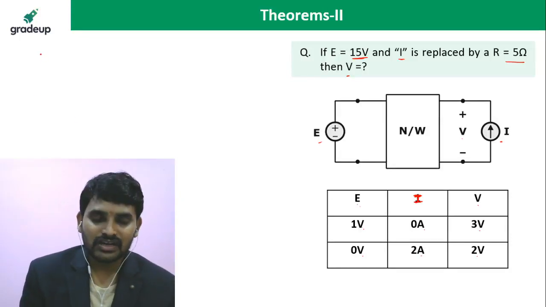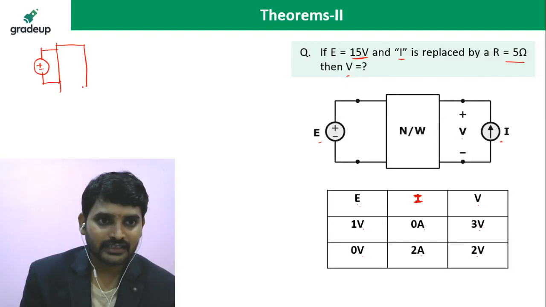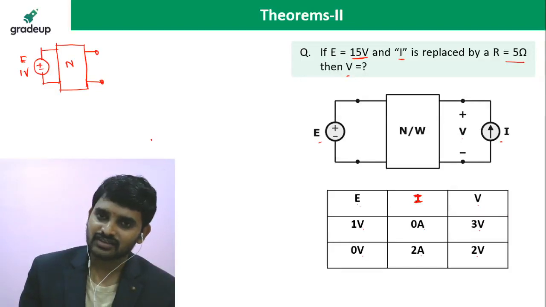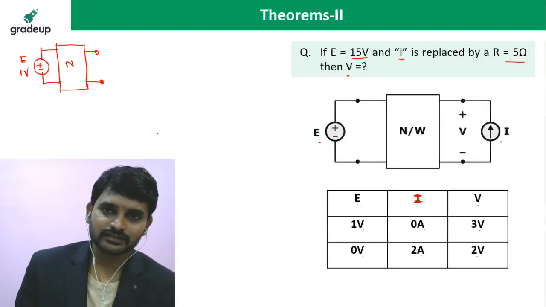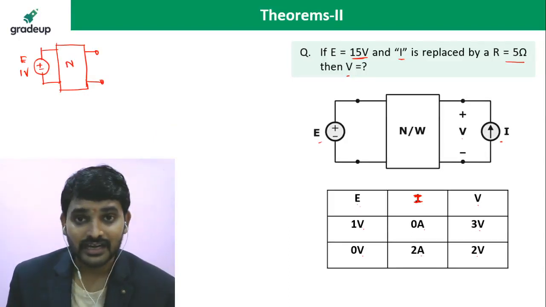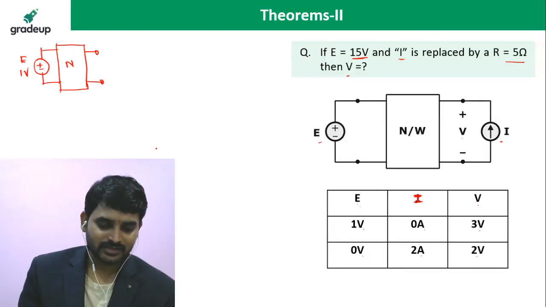Okay, according to the given data, I am drawing the circuit. So this is my E, and that E value is 1 volt. This is my network N. I is equal to 0 ampere. 0 ampere is nothing but current is not flowing. Potential difference equals 0, or the circuit is open. Be careful. Current will be 0 means open circuit.